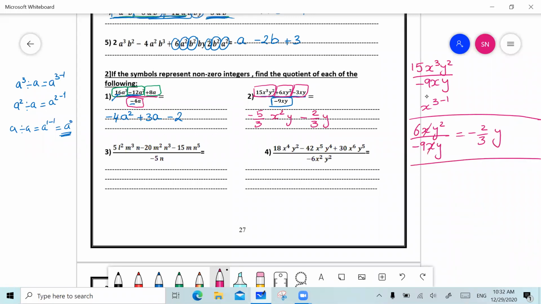Going for the last one now, I have negative 3xy divided by negative 9xy. Negative 3 divided by negative 9, this is equal to 1 over 3, which is positive 1 over 3, of course. X divided by x, they are canceled together. Y divided by y, they are canceled together. So this is equal to only positive 1 over 3.